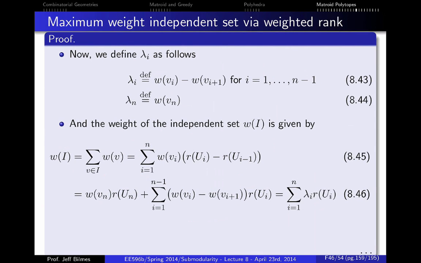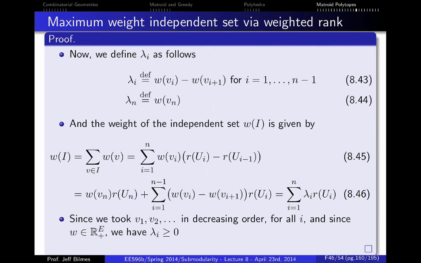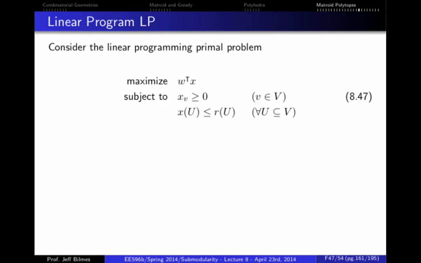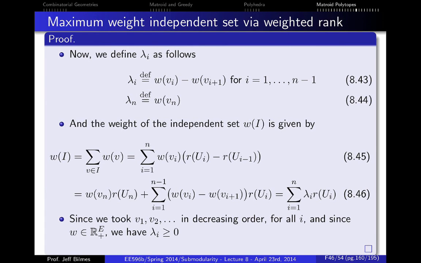But that means that we've now written the weight of the maximum independent set in this particular fashion. So it's a sum of weighted ranks. Okay, everybody see that? So that basically proves the theorem.